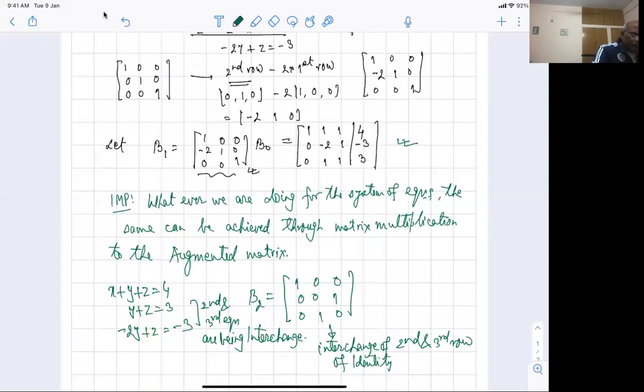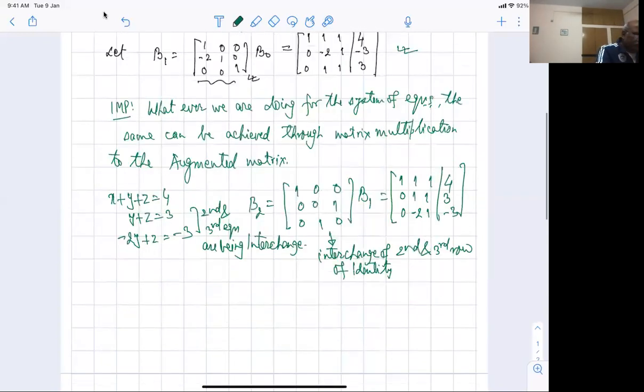Fine. So apply this to B1. I would like you to see that what you'll get here is the same thing. That is, this sequence you'll get. You'll get here 1, 1, 1, 4. Then you'll get 0, 1, 1, 3. And then you'll get 0, minus 2, 1, minus 3 as such. So you'll get back the same thing. So we are able to multiply matrices to the augmented matrix and proceed.